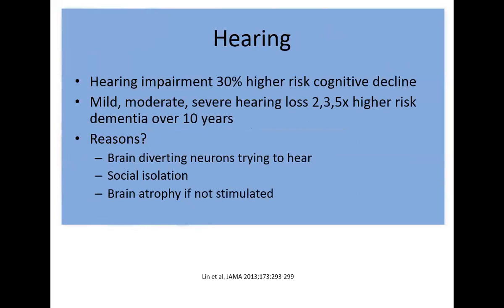Try and do that. As we mentioned before, hearing loss, very, very important for brain health is having your brain plugged in. So being able to hear and see. Much higher risk of dementia if you're deaf. Why is that? Hard to say. Is the brain diverting neurons trying to hear and taking them away from important parts of your frontal lobe? Is it because you're more isolated and you're not getting stimulated? And is it that your brain is actually atrophying because of this, or probably all of the above?